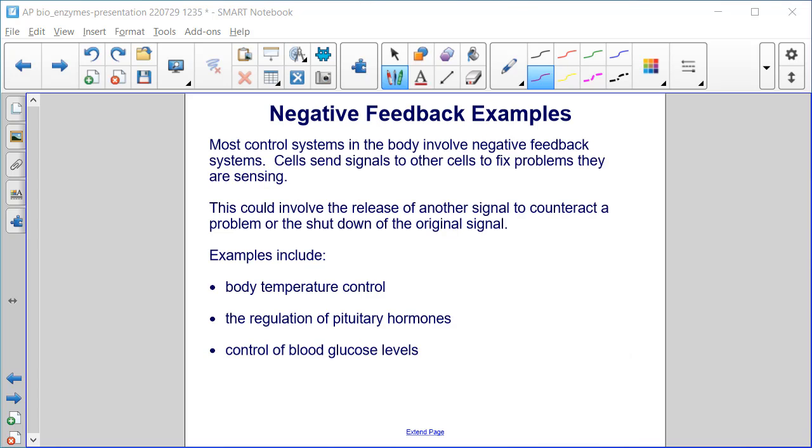Here are some examples of negative feedback. Most control systems in the body involve some sort of negative feedback system. Cells send signals to other cells to fix problems they're sensing. This could involve releasing another signal to counteract a problem, or it could involve the shutdown of the original signal. Examples include body temperature control, the regulation of pituitary hormones, and the control of blood glucose levels.